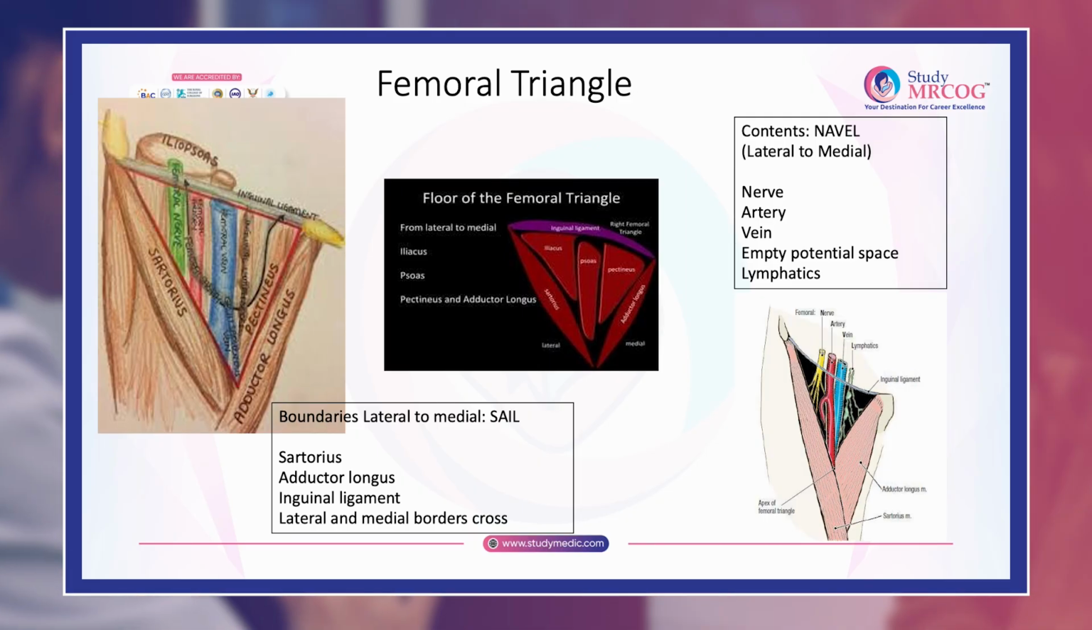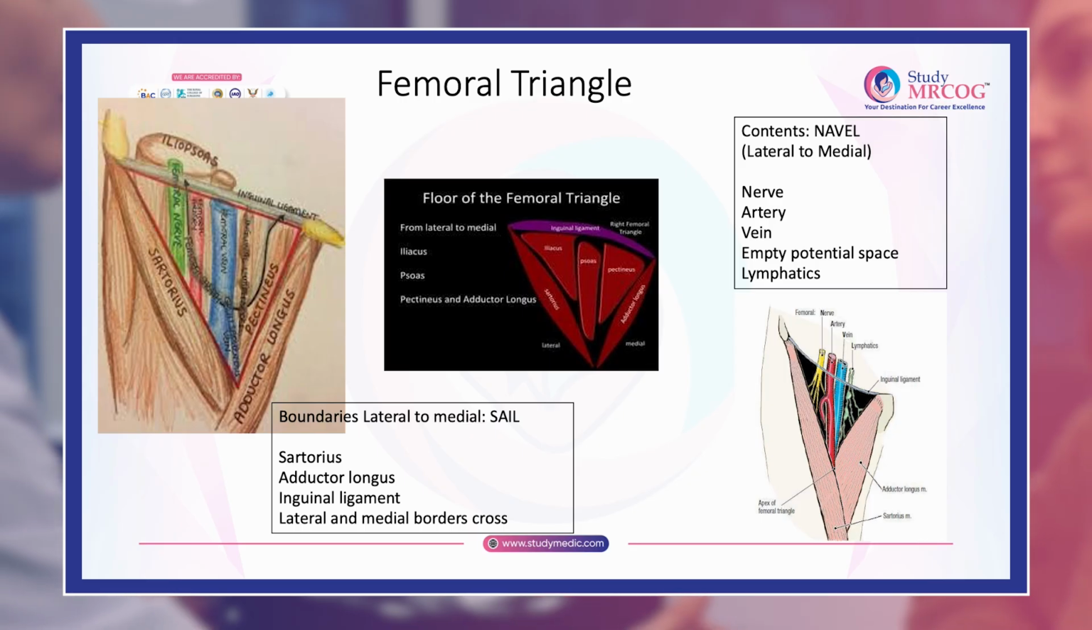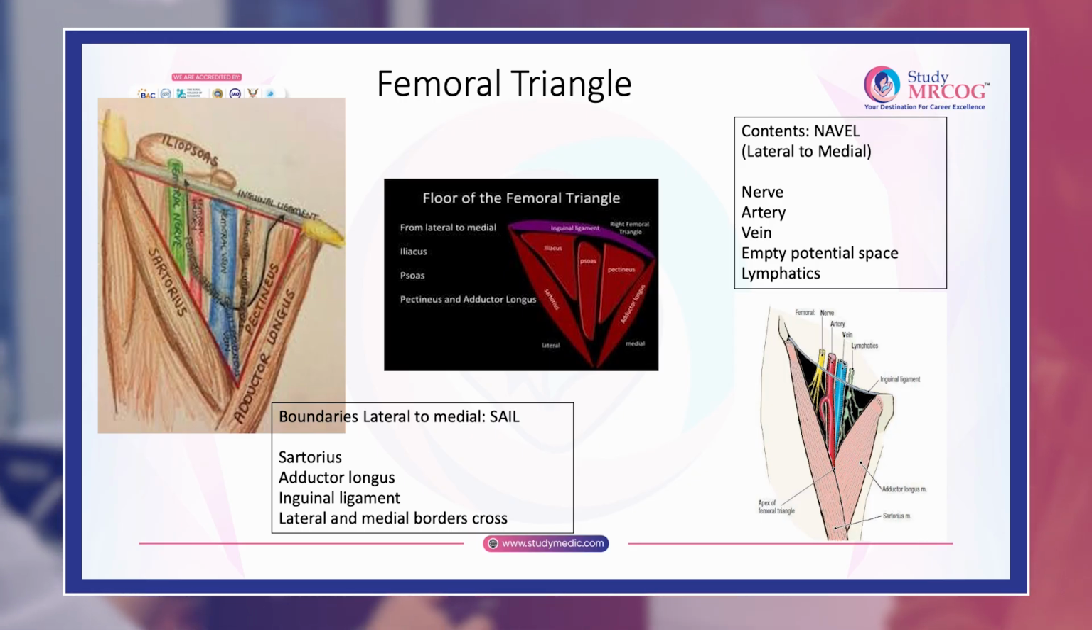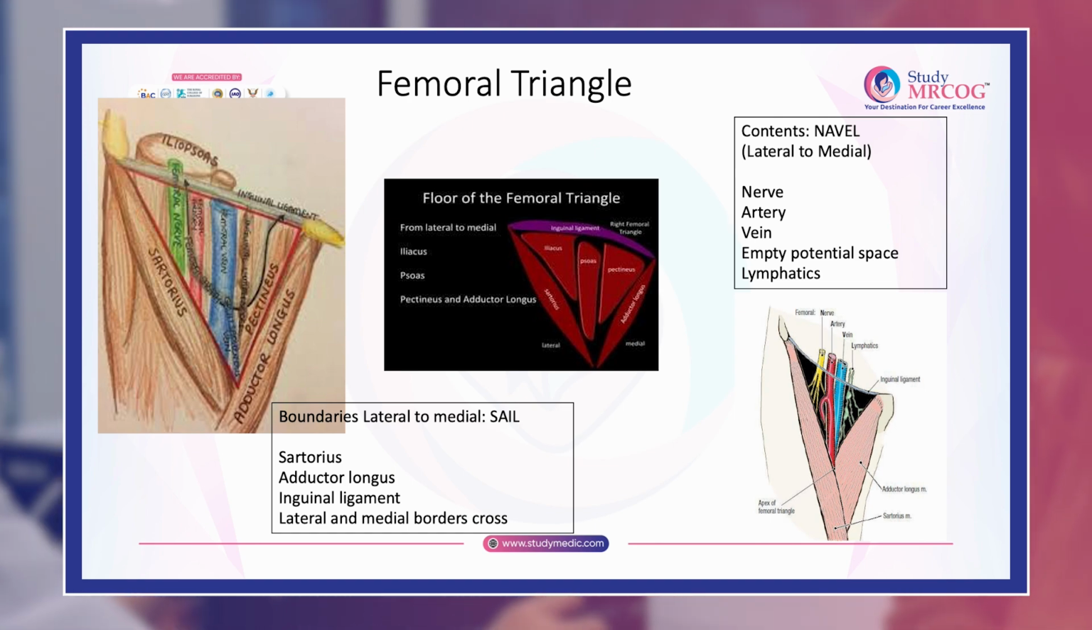Another important question is about the contents of the femoral triangle. Again, from lateral to medial, the mnemonic is NAVEL. That stands for the nerve, artery, and vein, and there is an empty potential space through which the lymphatics will pass.